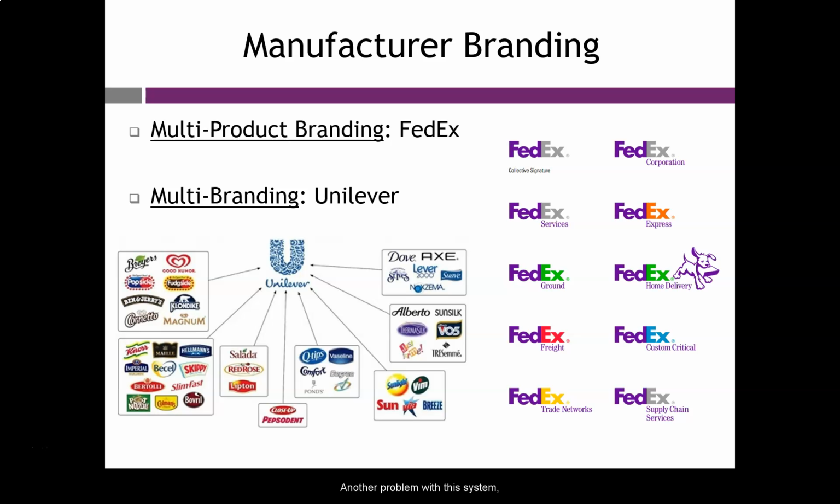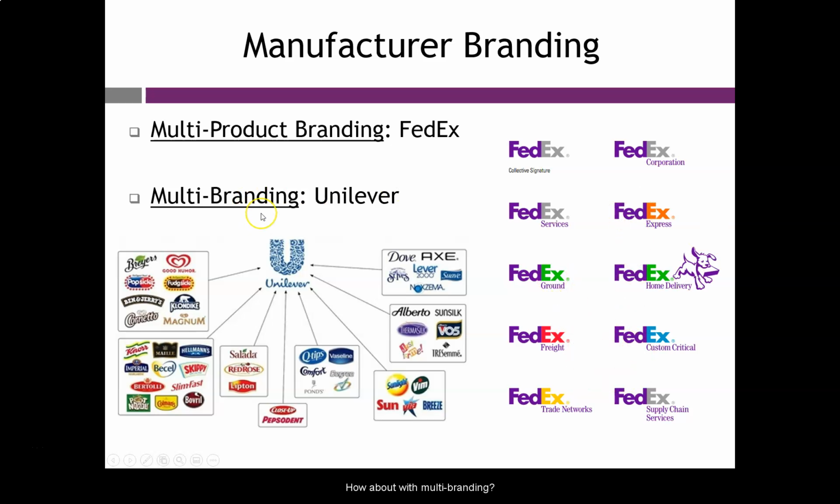Another problem with this system, multi-product branding, is that if there's a problem with one, it infects all of it. If there's a problem with FedEx Express, say, it's going to impact all these because all people are going to know is, oh boy, there's a problem with FedEx, and it hurts everything. So that can be a problem. And then finally, it can really stifle innovation because you're so afraid if you start something and it's bad or doesn't work that it's going to infect the other names.